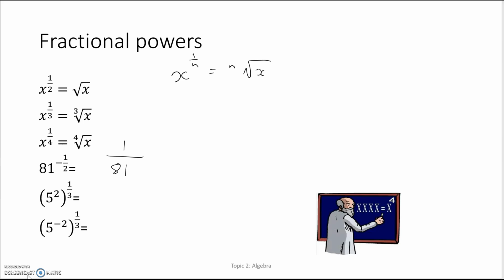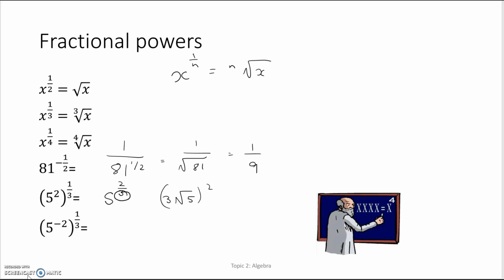81 to the power of negative a half would be 1 over 81 to the half, which would be 1 over, now 81 to the half means the square root of 81, which is 1 over 9. 5 to the power of 2 times a third is 5 to the power of 2/3, which is the cube root of 5 squared.